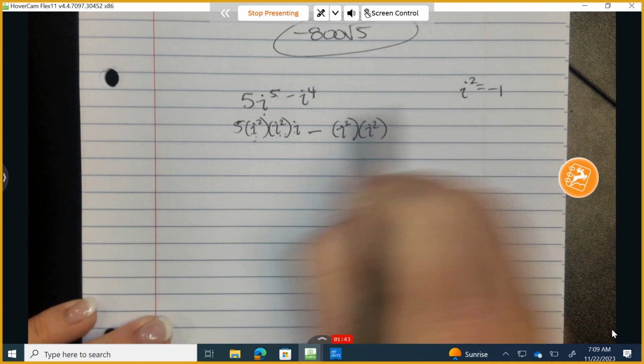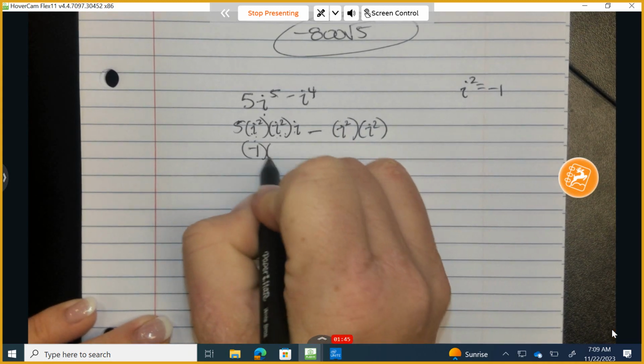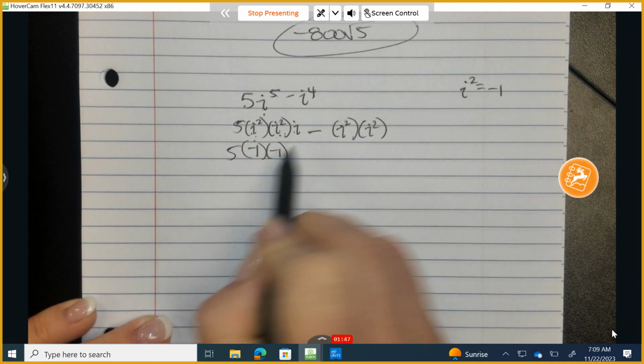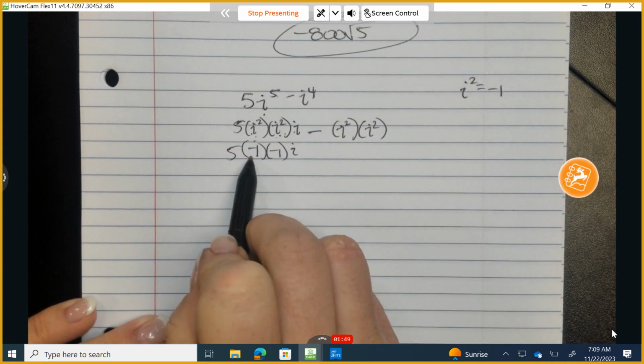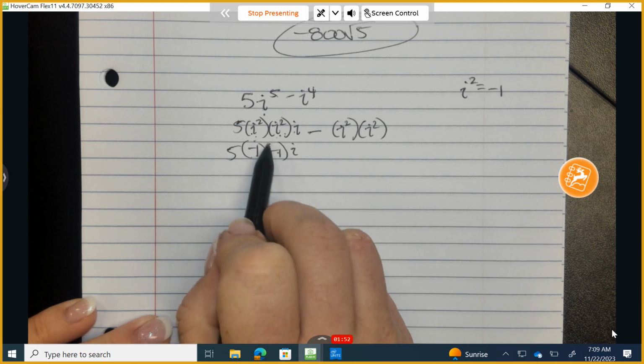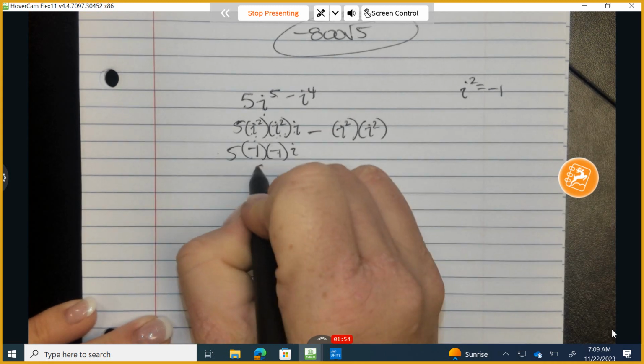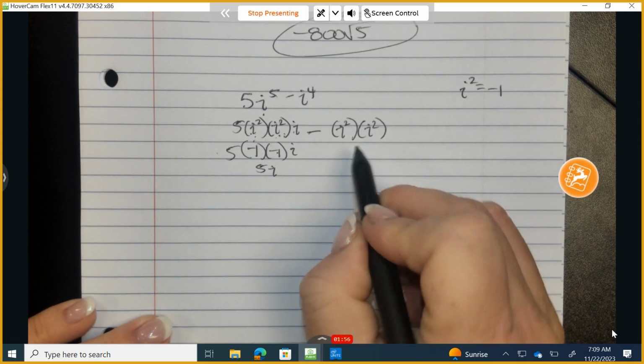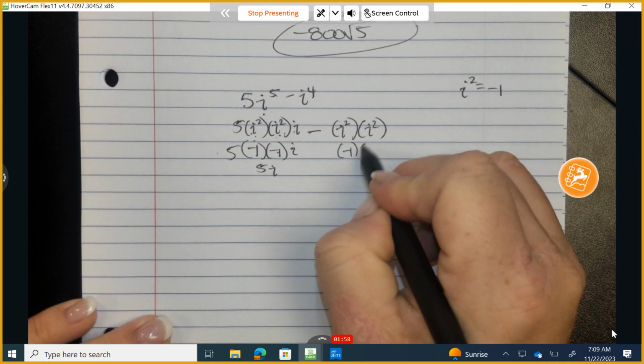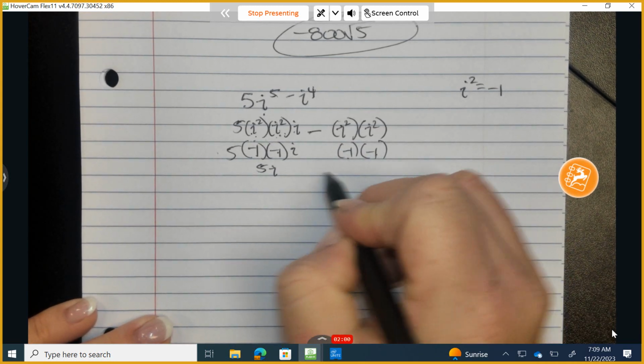Now each one of these i squared is equivalent to negative 1. So I have negative 1 times negative 1 times 5 with an i in back. Negative times a negative is a positive, so this is positive 1 times 5. I have 5i on the left, and on the right-hand side, to the right of the negative sign, a negative 1 times a negative 1 is a positive 1.